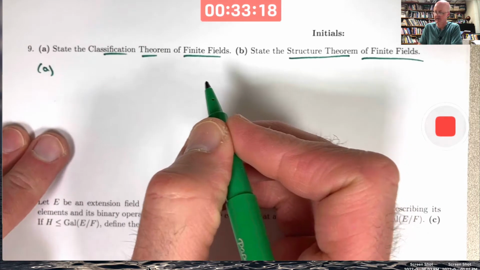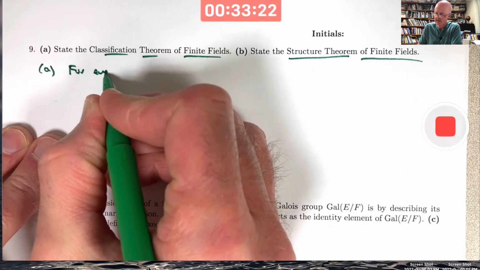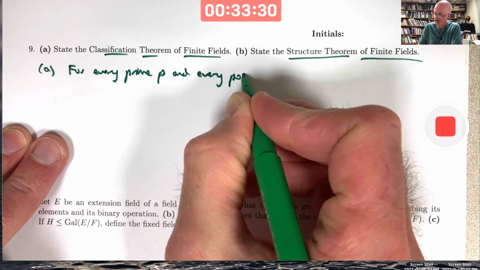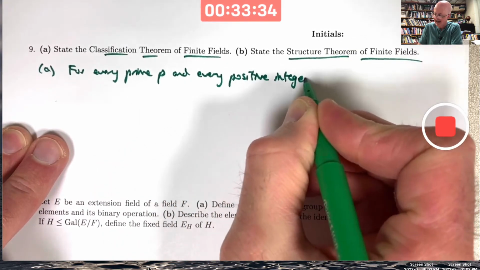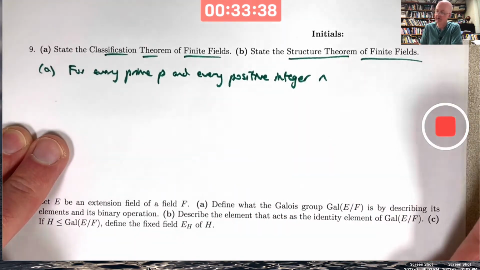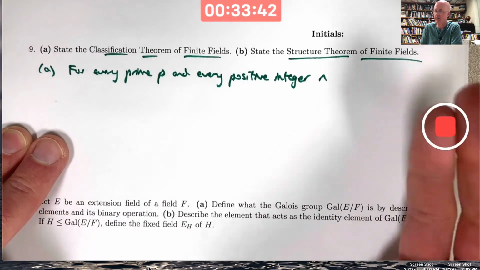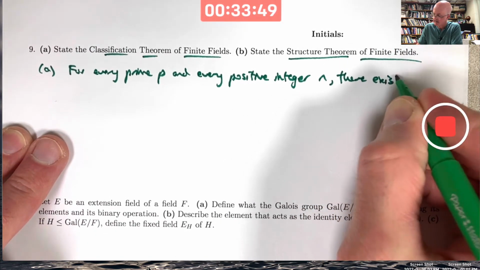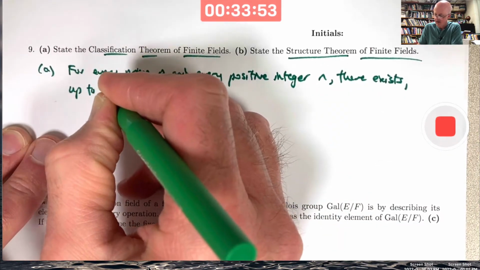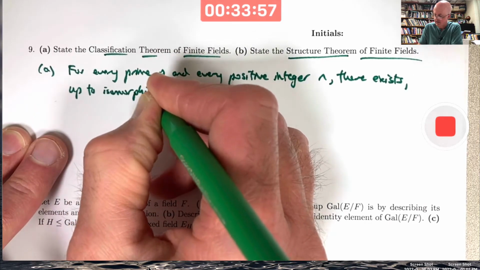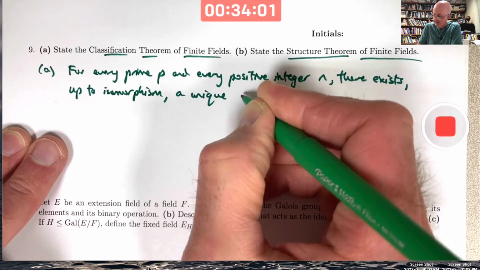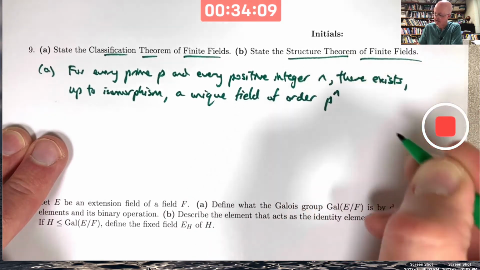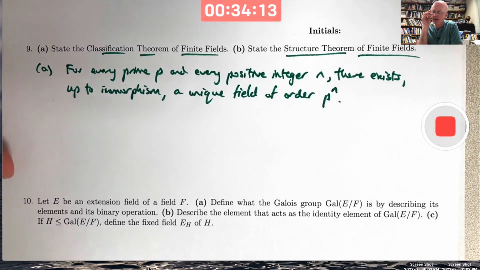The classification theorem of finite fields says that for every prime p and every positive integer n, so p is 2 or 3 or 5 or 7 or 11 or 13 or 17, etc., and n is 1 or 2 or 3 or 4 or 5 or 6 or 7 or 8, etc., there exists, up to isomorphism, I'll explain what that means in a second, up to isomorphism, a unique field of order p to the n, having p to the n elements. Only a single one.